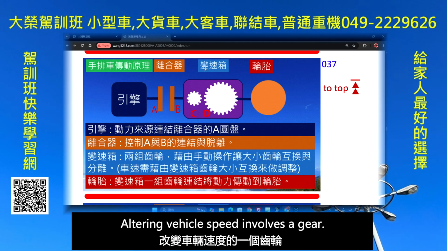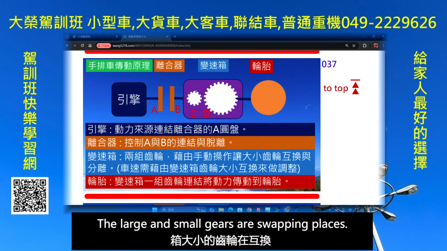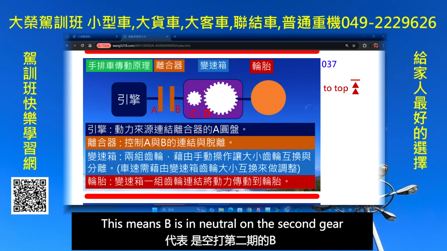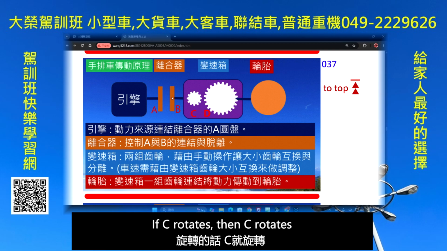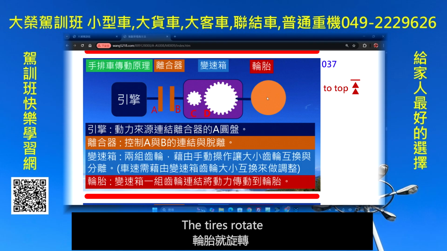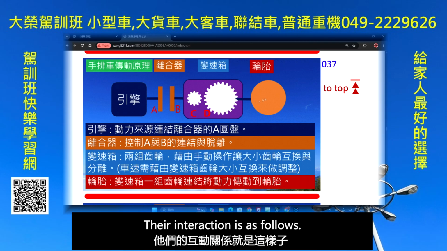Altering vehicle speed involves a gear. The large and small gears are swapping places. Now these parts are separated. This means B is in neutral on the second gear. If C rotates, then the D gear inside the transmission rotates. The tires rotate. Their interaction is as follows.